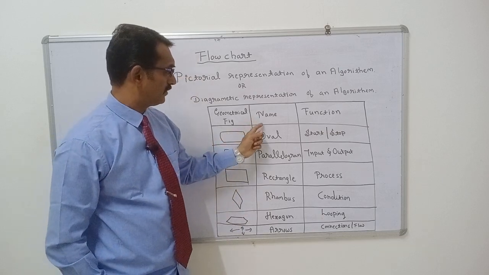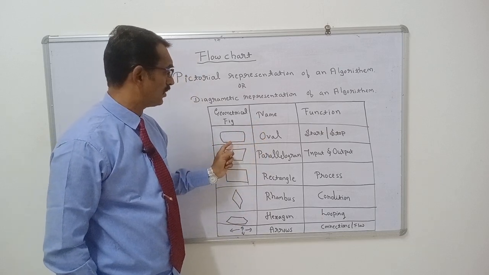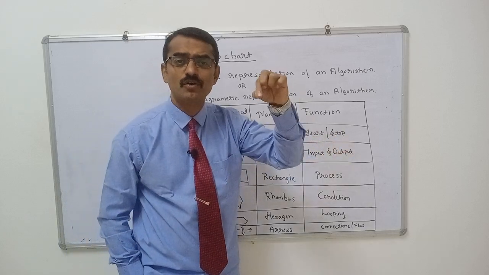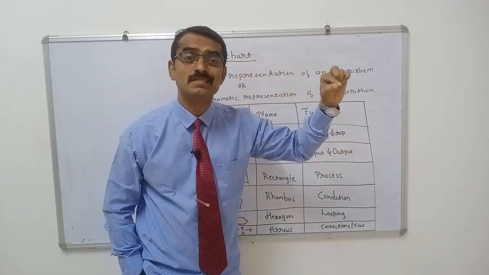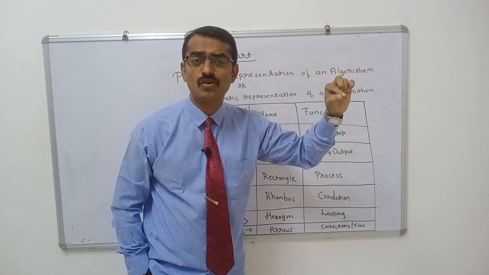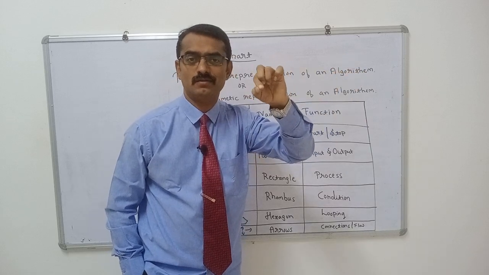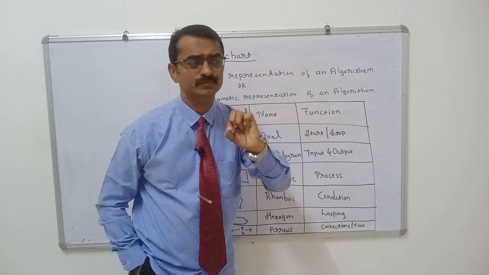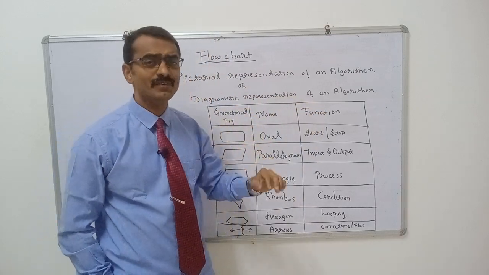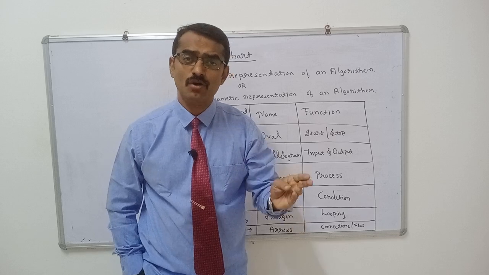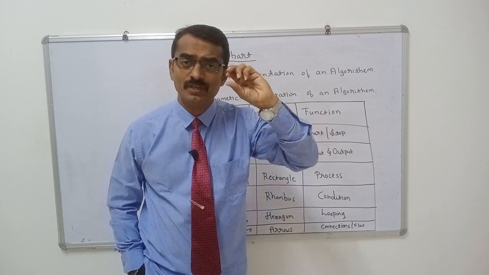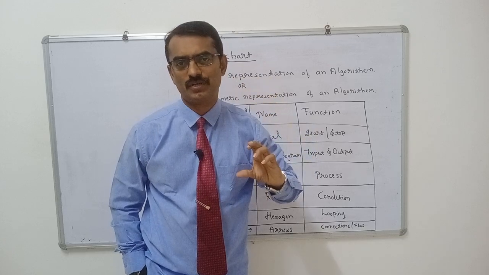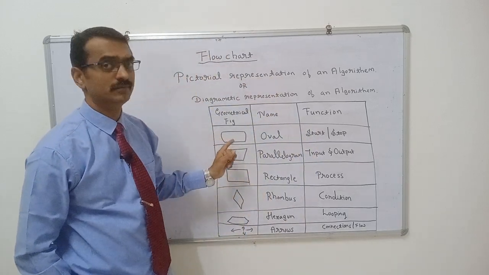The geometrical figure oval we are going to use for start and stop. So whenever you are writing start, now don't write step 1. In an algorithm we write step 1 start, step 2 this, step 3 this, like that. Got it? But here we will not write like step 1. It is already given a particular geometrical figure for that. Got it? Now look at this.